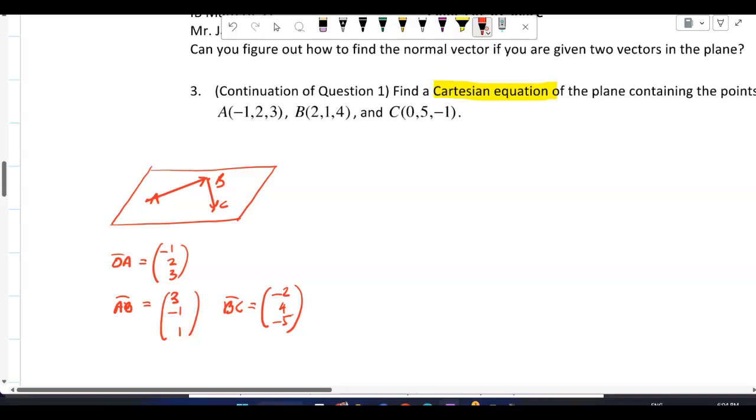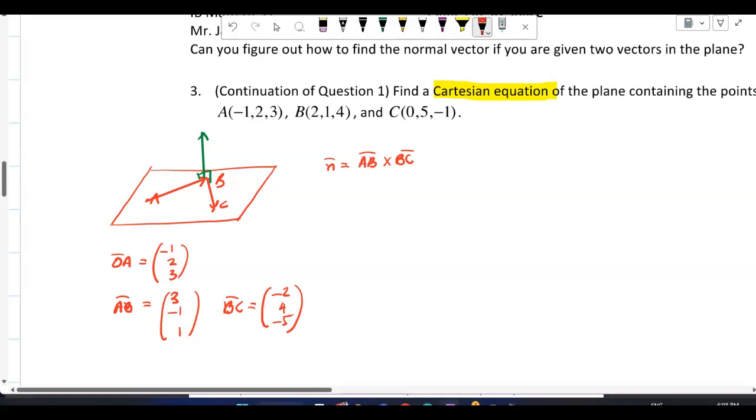How will you get a normal now? You want a normal, you want something which is perpendicular to the plane, 90 degrees to the plane. And does it necessarily have to be at point B? It can be anywhere, A or C. It doesn't matter. So you have to do the cross product. You remember the right hand thumb rule. So you'll do AB cross BC. Your normal vector will be the cross product of any 2 vectors in the plane.